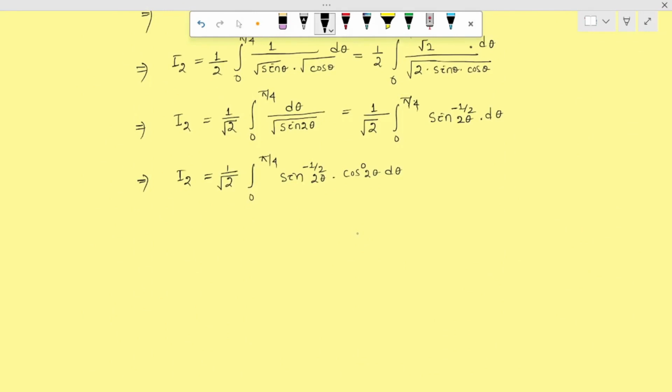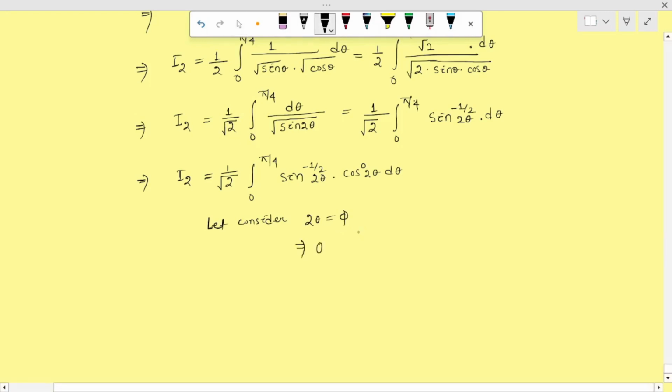Then what I am going to do here, to do so, let us consider 2 theta equal to phi. That implies theta equal to phi by 2. That implies d theta will be equal to d phi by 2. Okay, now check the limit.